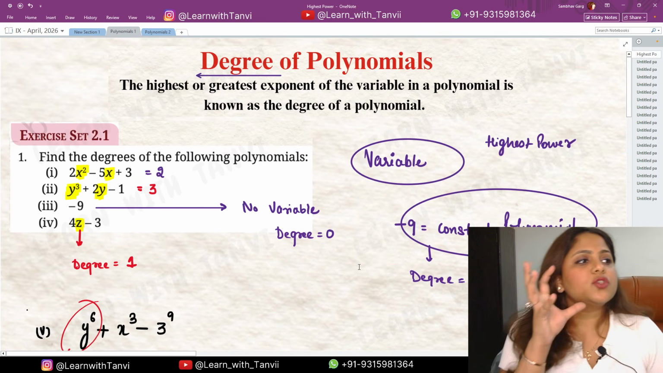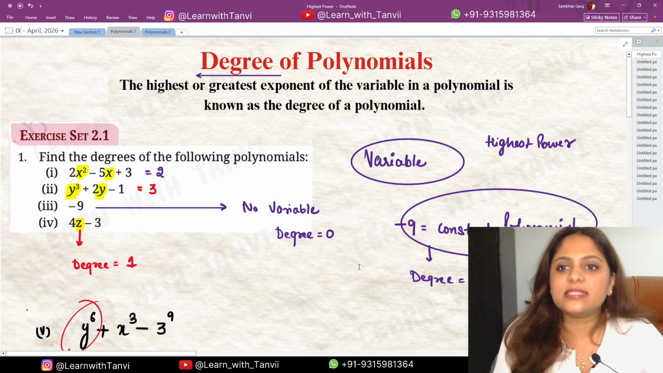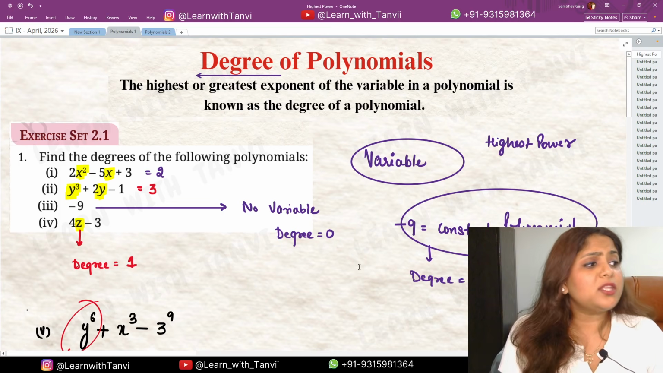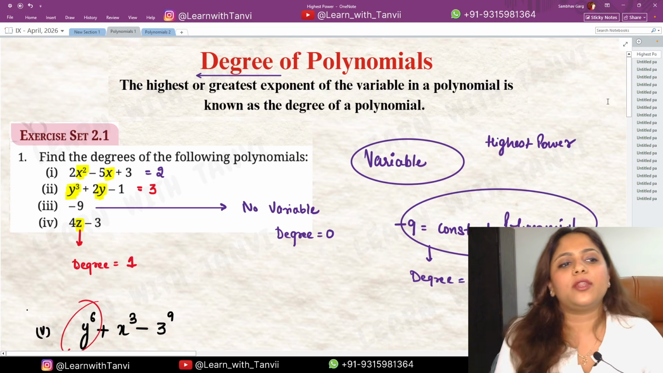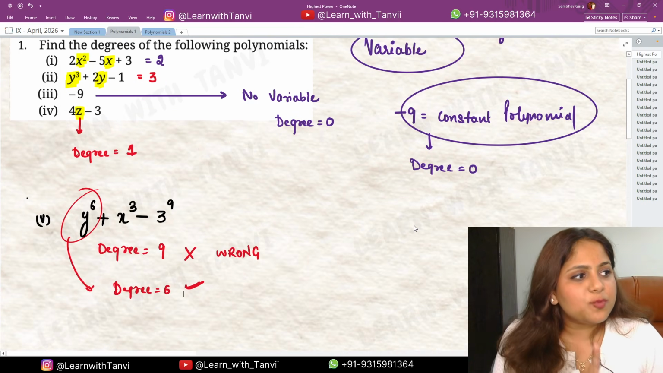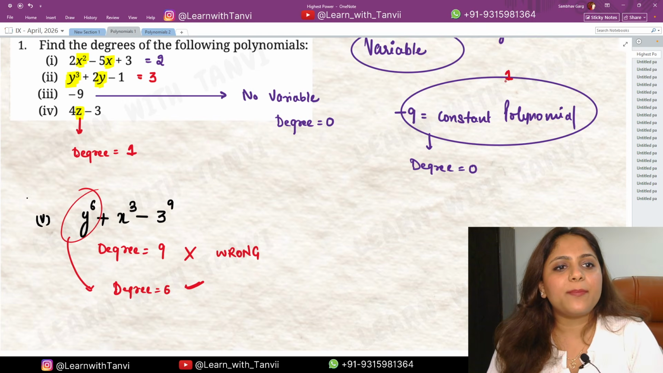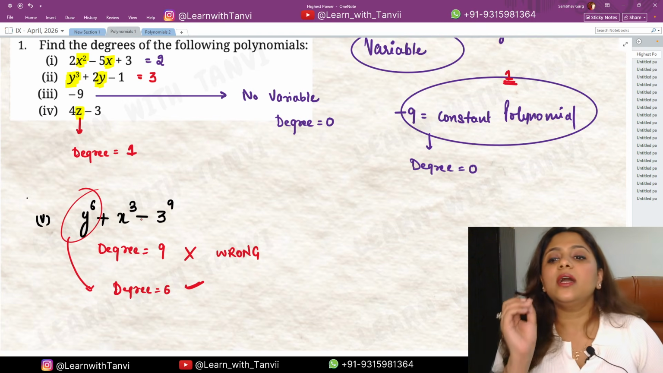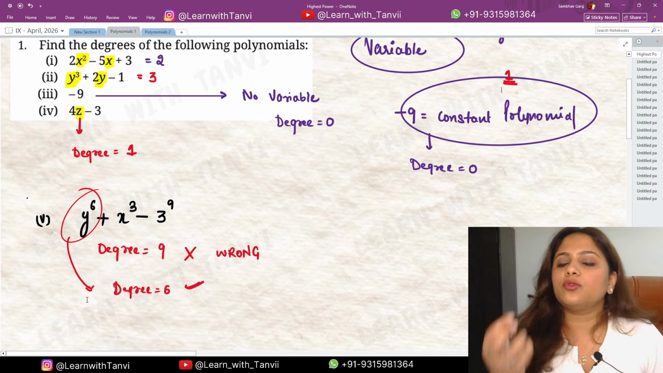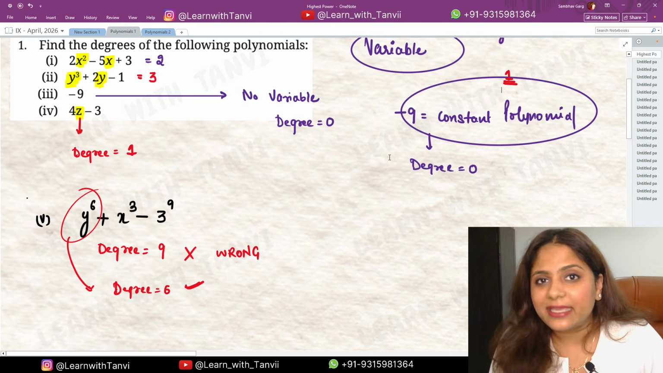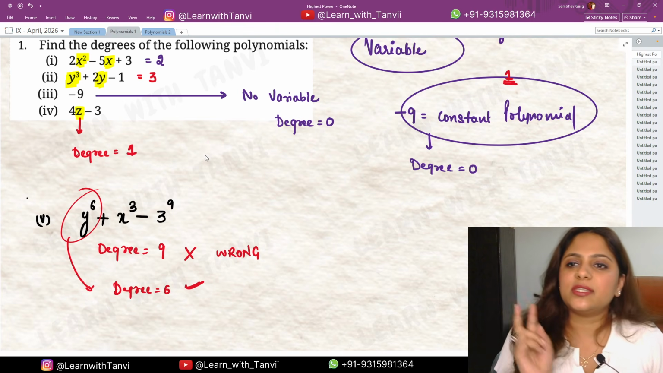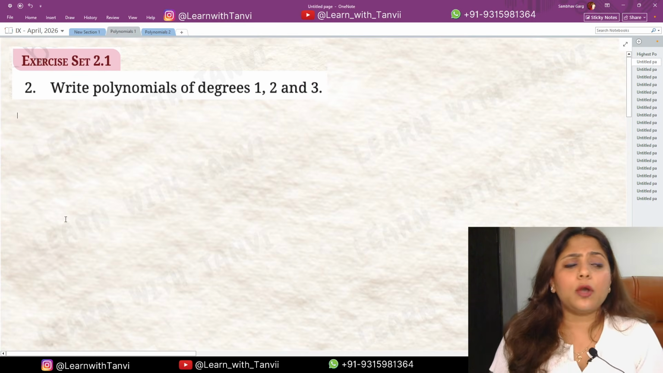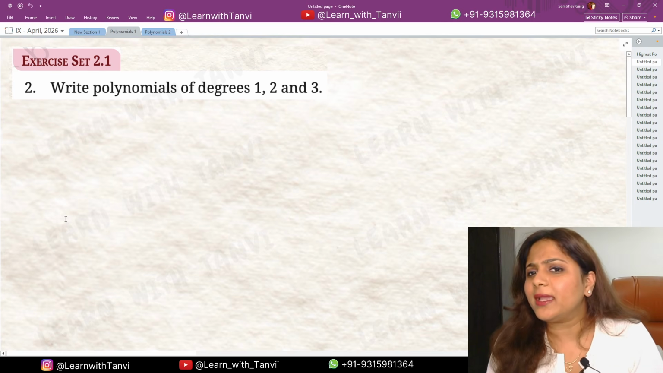Fine everyone. So the degree of a polynomial is the highest or greatest exponent of the variable in a polynomial. That's all. बस constant polynomial याद रखना, this first step, और ये वाला question याद रखना that degree variable की होती है, तो 3 की power 9 बोल देगा तो वो degree नहीं बन जाएगी. Let's move on to the second question. Write the polynomials of degree 1 to 3. That's totally up to you.